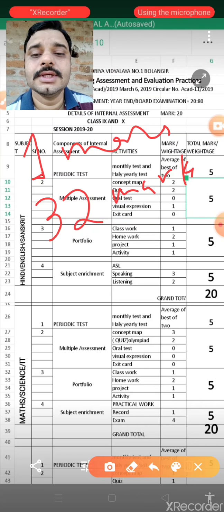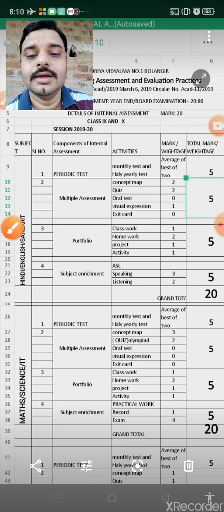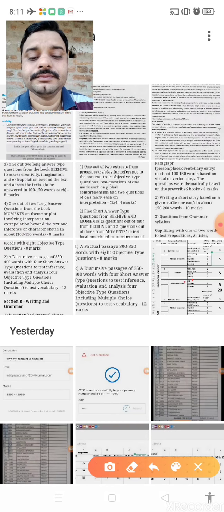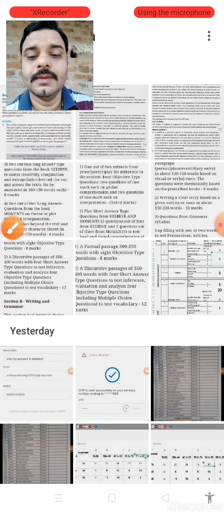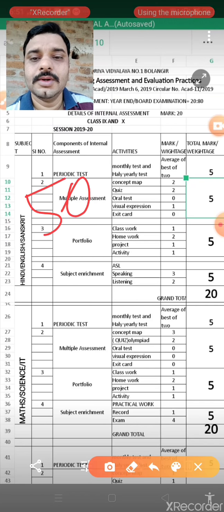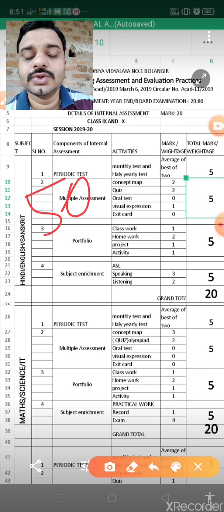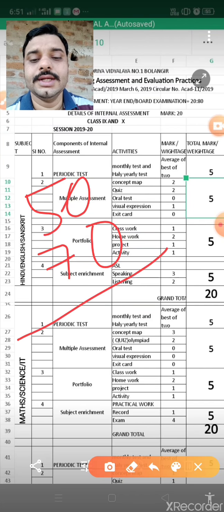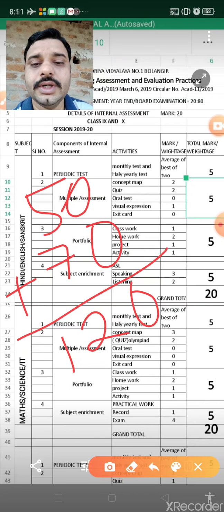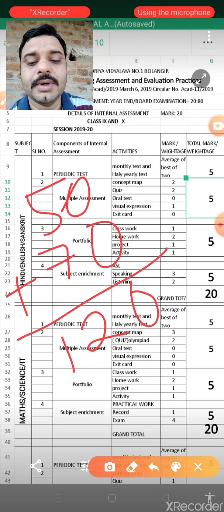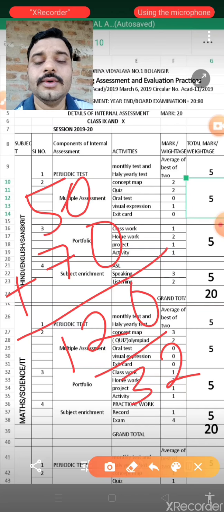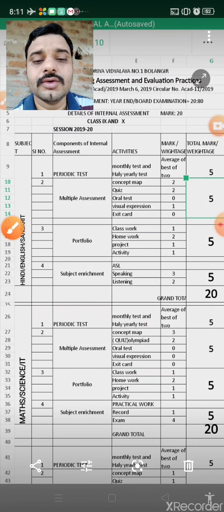Now divide your marks by 32. Suppose you have scored 50 in one test, that is your best, and you have scored 70 in another test, then it adds up to 120 marks. So this 120 marks has to be divided by 32, and whatever comes is rounded off, and that becomes your marks out of 5.